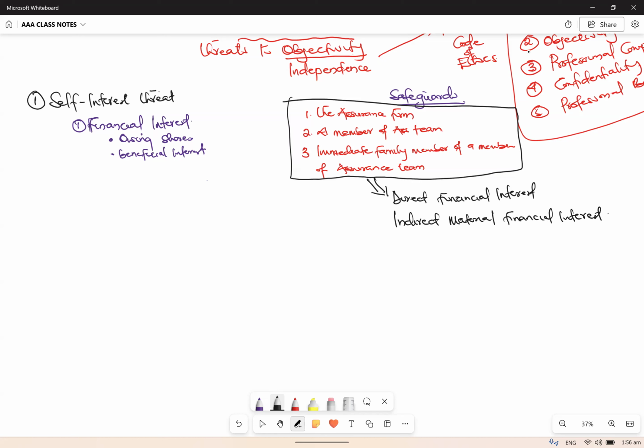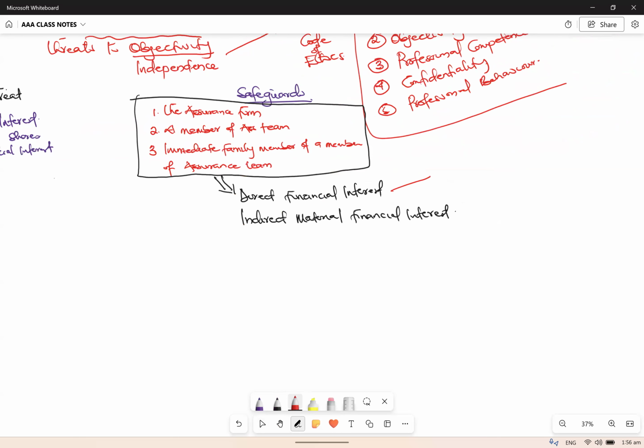Now, the IFAC says that if they have direct financial interest, then no safeguard is sufficient. You just have to drop the job. If you have direct financial material interest, no safeguard. So your only safeguard is to drop the job. That means don't do the job, because you will definitely be biased. All right, that is that. But when it comes to indirect material financial interest, we have to assess it very well.